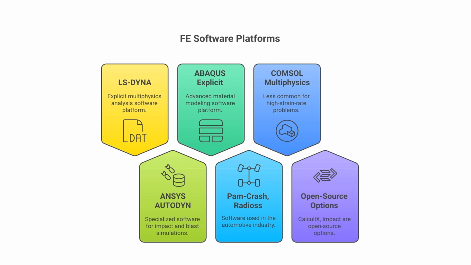Abaqus Explicit is also a very advanced finite element software where we can model the advanced materials in the simulating platform. We have COMSOL Multiphysics. It is less used for high strain rate problems. We have a very good platform in ANSYS Autodyn, a specialized software for impact and blast simulations, and one good quality that has come in recent years is that it can also do multiphysics simulation. For example, the simulation of an underwater blast can be very easily done using ANSYS.